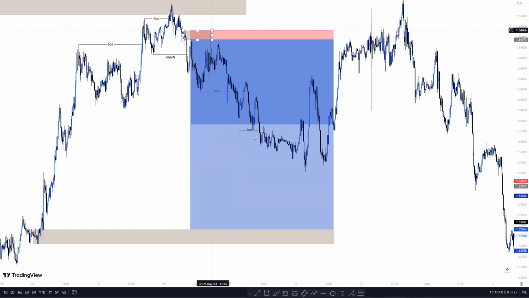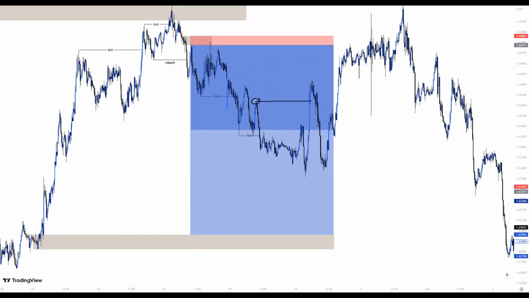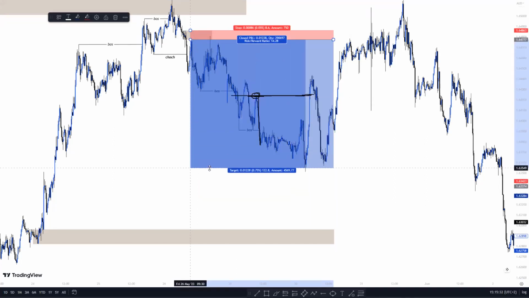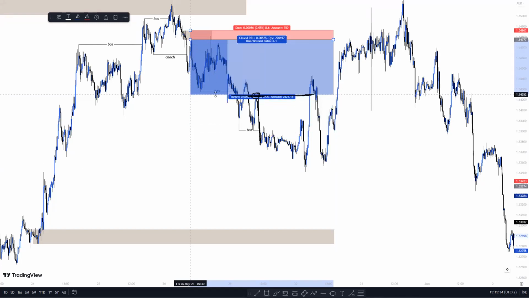Okay, so a break of structure, pullback. Okay, I was going to take it out here. You see this high here, it broke structure. The moment this high is taken out, this kind of says, okay, we can actually be bullish. So I think I was going to take something like, imagine, instead of 122 pips, I was going to take 53 pips.